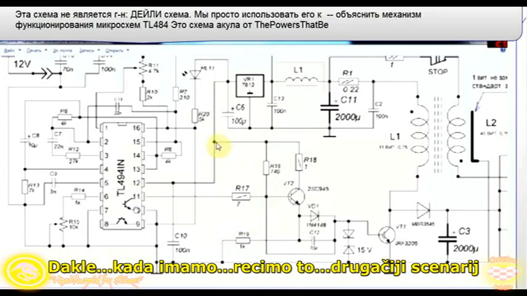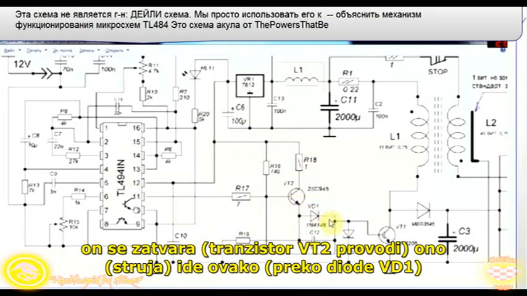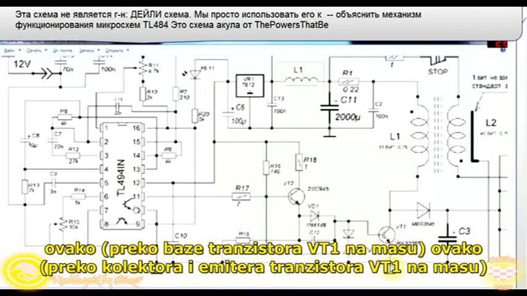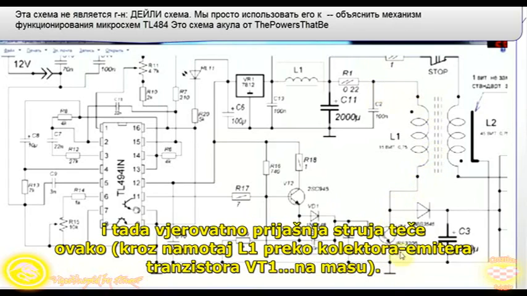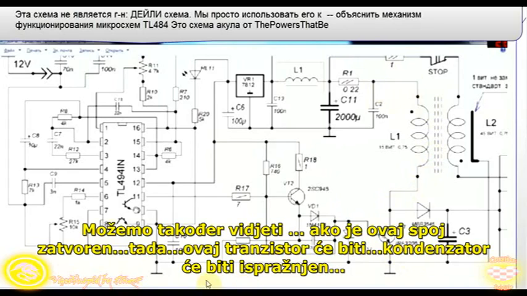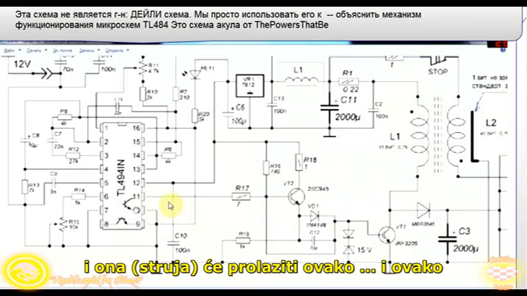So now we have, let's say, another scenario. It closes, it goes like that, like that, and that creates the closure of this one, and then eventually the current flows like that. We may also see, if that junction is closed, that this transistor will be capacitively discharged, and it would go like that.